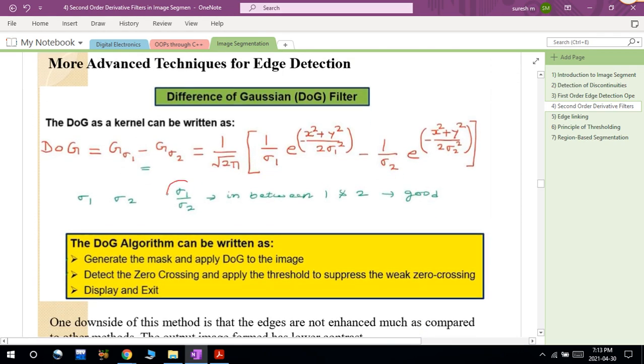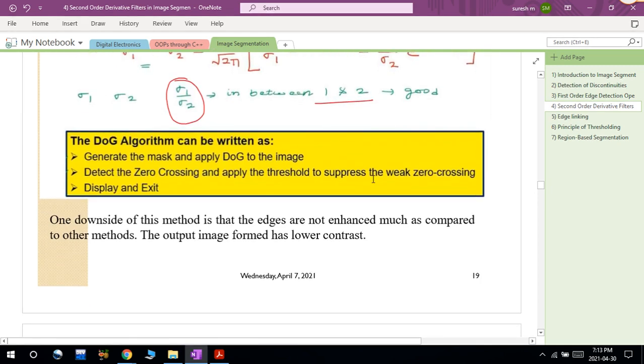We need to take the standard deviation values in such a way that the ratio between the standard deviations is between 1 and 2. Then I can say the DOG operator is good and will give good results for edge detection. So I first generate the mask and apply this DOG to the image. After applying the DOG on the image, I find the zero crossings, and I apply some threshold value to find the edges. So this is the method that we need to follow here.